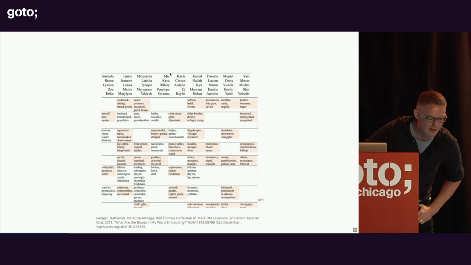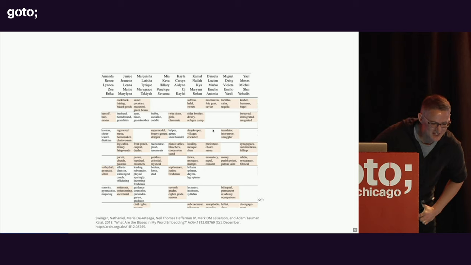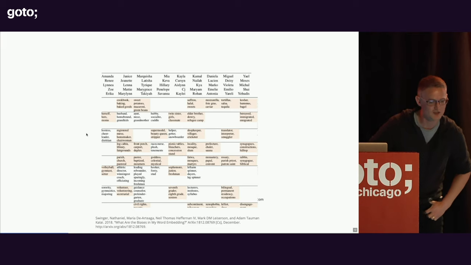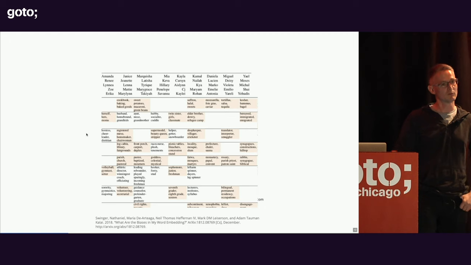So basically, if you've got a name of Mia, Keva, Hillary, Penelope, or Savannah, then this model is likely to predict that you're either a supermodel, a beauty queen, or a stripper. Sorry if you're actually called that. What else have we got? So we've got Kamal, Nalia, Kia, Miriam, Rohan: elder brother, dowry, refugee camp. Also shopkeeper, villager, and cricketer. And this group down here has been associated with fatwa, mosques, martyrs. So there are really quite serious biases going on within this specific word embedding.